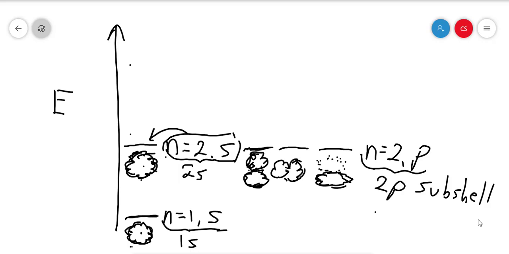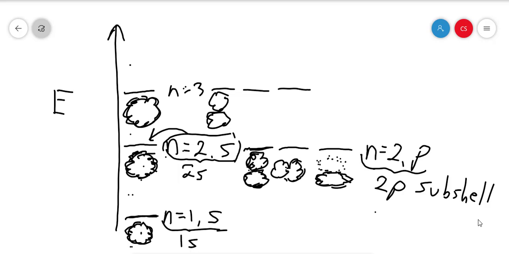When we go up one more level, remember the next one's not quite as big of a gap as the first one. Now we're at n equals 3. Okay, and we can have another s orbital, but again, it's bigger than the others. Kind of hard to make it much bigger. And we're going to have p orbitals as well there. And then those will have the same shape, but again, bigger. Again, all of these are kind of on top of each other in the atom.